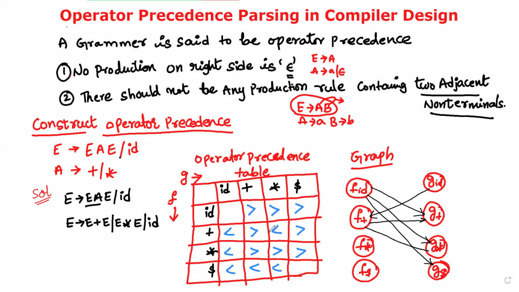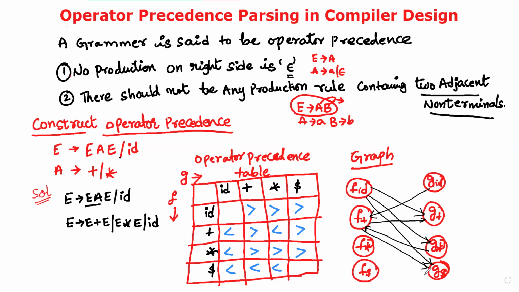So f plus with g star is less than symbol. When less than comes, you go for f. Next, f plus with g dollar is greater than, hence the arrow mark comes for this one. So this is the way to construct the graph, friends.